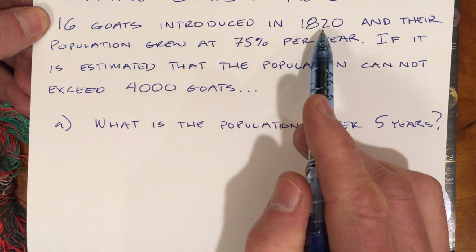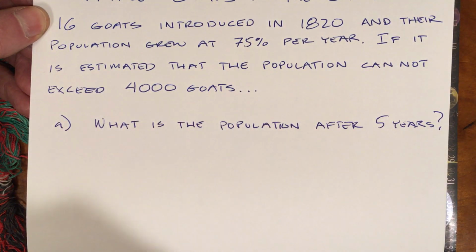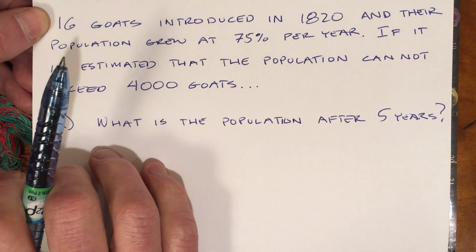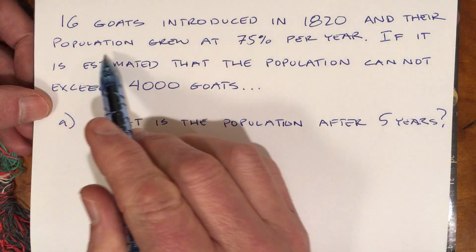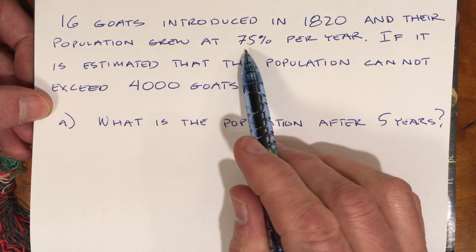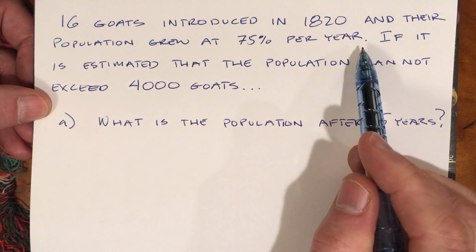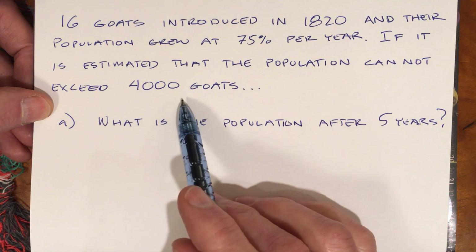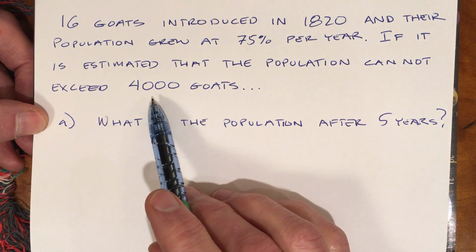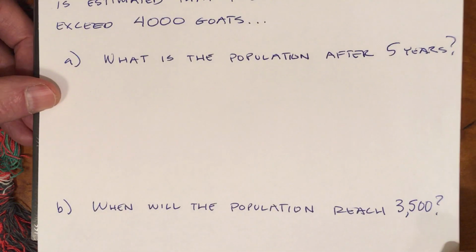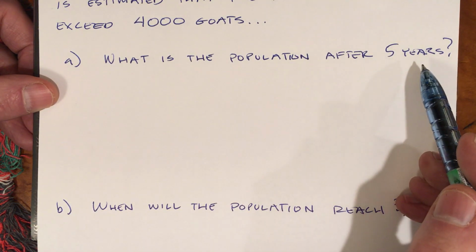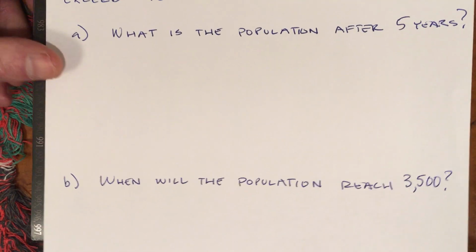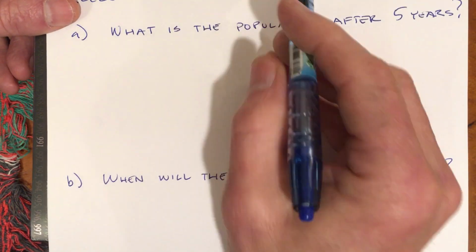But here in the beginning, way back in the 1800s, a few goats were introduced. They were going to be allowed to just run wild and be harvested for food, but they still, in spite of harvesting, grew at a rate of 75% per year. Okay? If it is estimated that the total population cannot exceed 4,000 goats because the island is just not all that big, what, according to our logistic model, will the population be after 5 years, and when will the population reach 3,500?